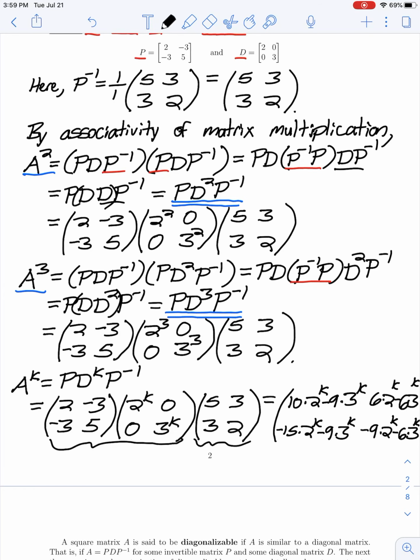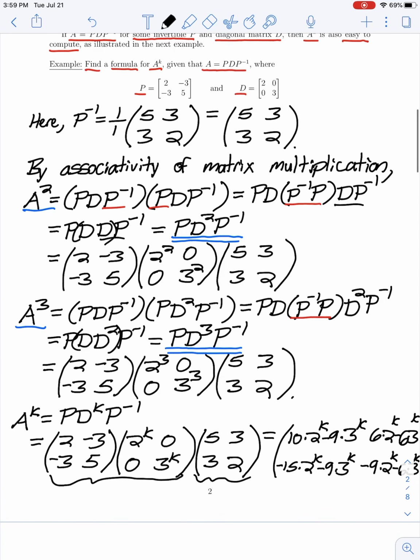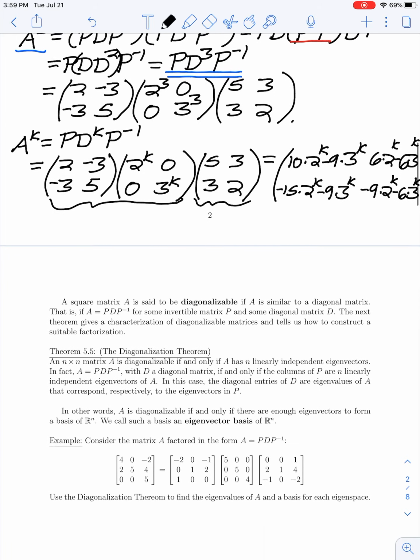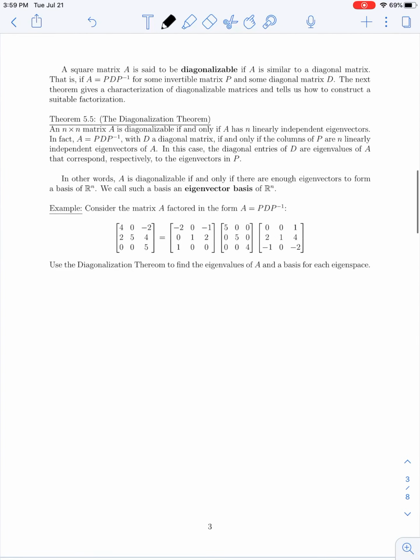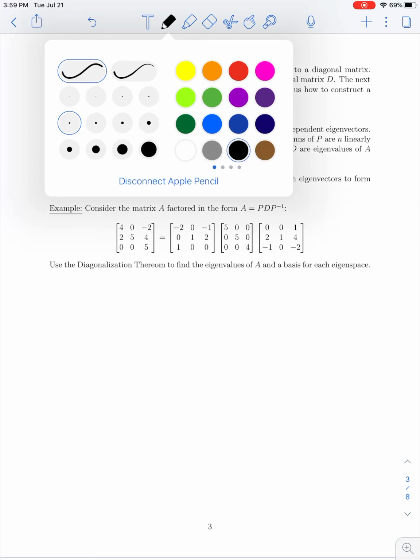So the question is, well, can every matrix A be written in this sort of factorization? And the answer is no, not always. So then, of course, the next question is, well, when can you write a matrix in that form? So let's consider that question here.